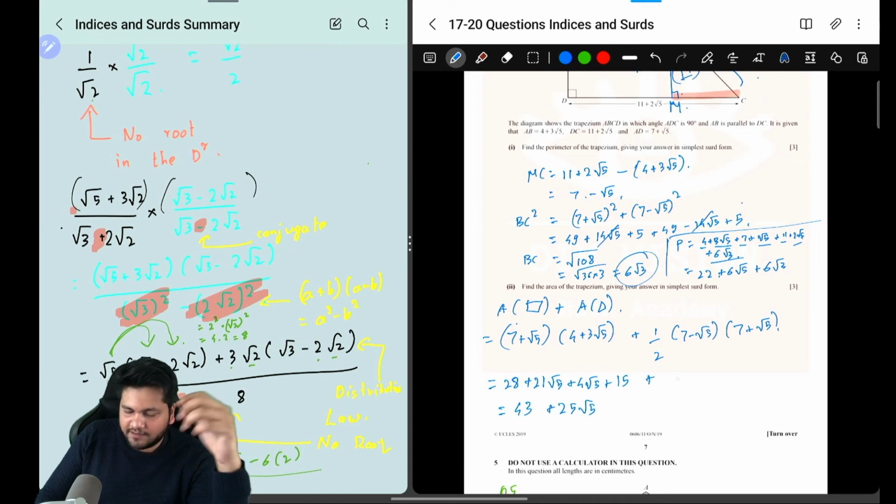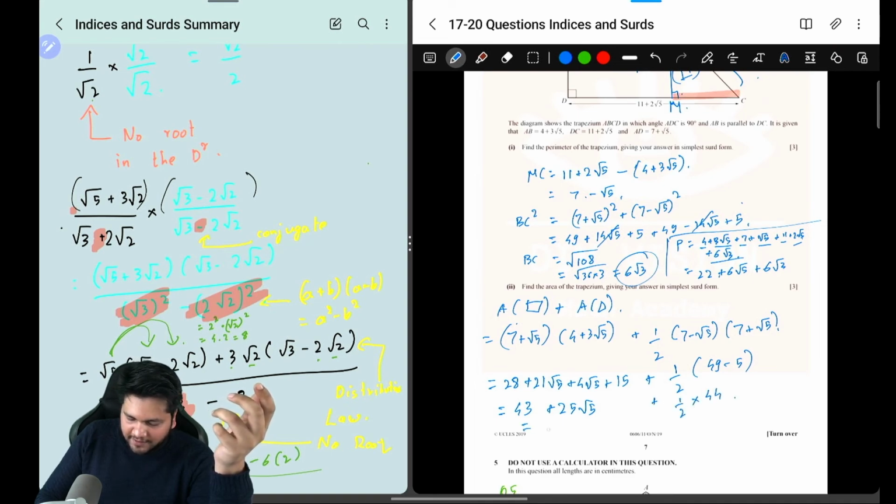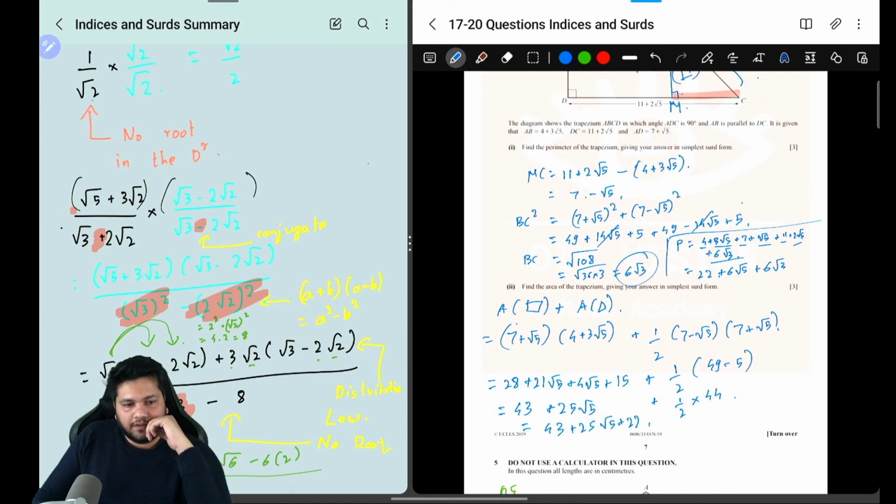Of course, we need to add the area of the triangle as well. So it's going to be half into a minus b, a plus b, a square minus b square, 49 minus 5, which is 44, so half of 44, which is nothing but 22. So finally, I'll get 43 plus 25 root 5 plus 22. Which at the end will give me area as 43 plus 22 is 65, so 65 plus 25 root 5. So that's going to be the answer.